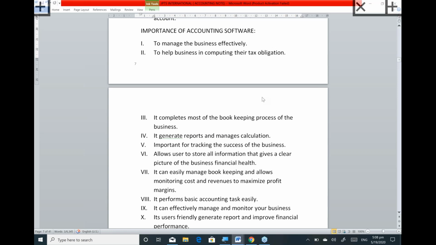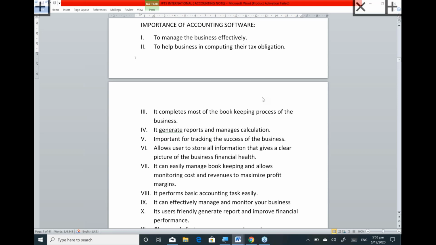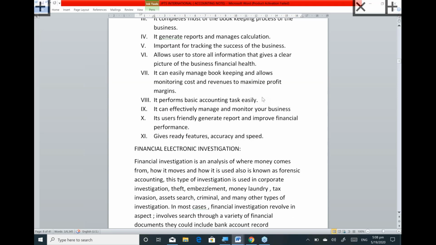It generates report. You can easily know what you spend, who you spend to, or the people you paid the salary, if they are not recognizing it. Then 5, importance of tracking the success of the business. You are able to track your business to know that your business is doing fine or it's not doing fine. Then you look at allows users to store all information that gives a clear picture of the business financial health. It can easily manage bookkeeping and allow monitoring costs and revenue to maximize profit margin.